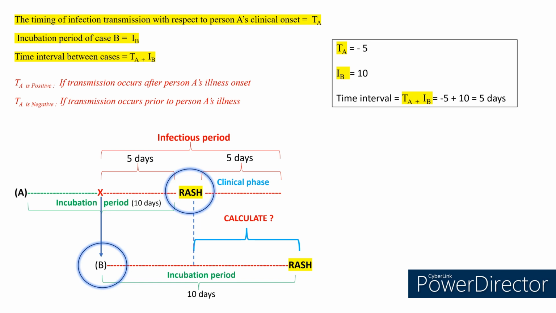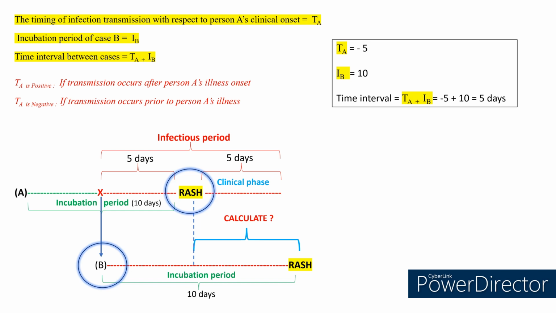They might ask you to pick the correct formula for serial interval, which is TA plus IB. Okay, always remember that, and always remember the meaning of each term. What is TA and what is IB, and also remember when will we take TA as positive and negative. Okay, if the transmission occurs after person A's illness, we take it as positive. Okay, if the transmission occurs prior to person A's illness, like in this case, which occurred 5 days before the clinical onset of case A, so we will take it as negative.